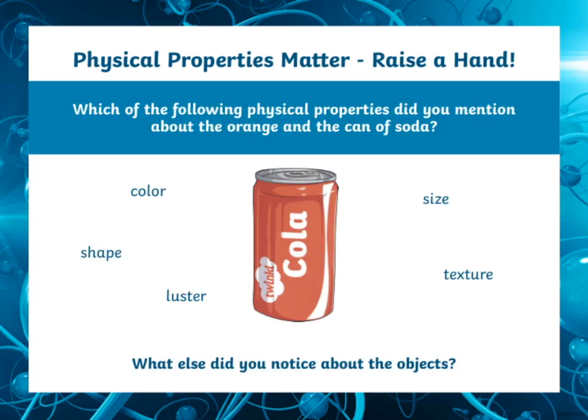Let's take a moment to reflect on what caught your eye about the objects we looked at. Was it their luster, how shiny or dull they appeared? Or maybe the texture: smooth, rough, or something in between? Shape and size are obvious clues too, as is color. Now, think specifically about the orange and the can of soda. Which of these physical properties did you notice? These details matter a lot, so if you spotted any, raise a hand and share what stood out to you.